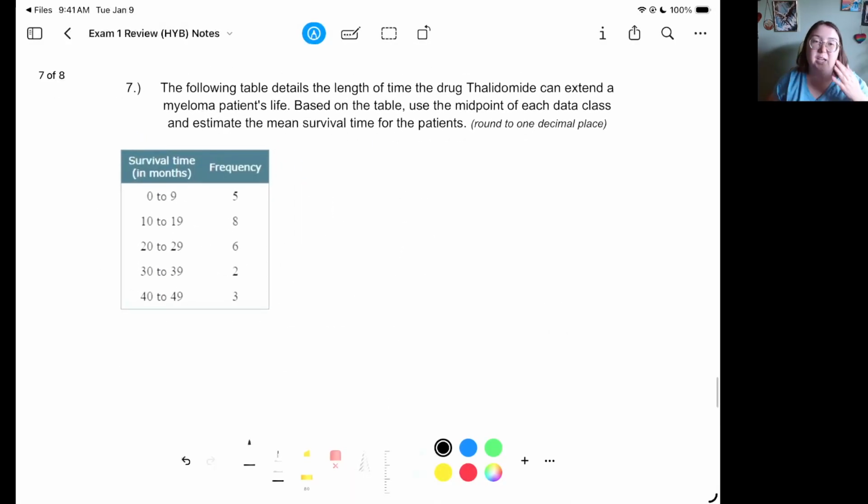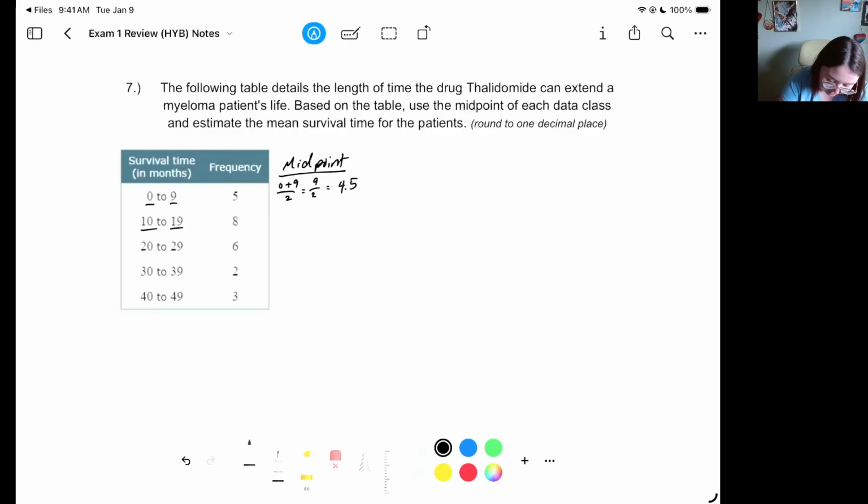All right, so here we have our table once again. Our first thing that we're going to do is find the midpoint of each of our ranges. We can find the midpoint for each range by adding the 2 values and dividing by 2. Our 2 values for the first one are 0 and 9. So we add 0 and 9, and then we divide by 2. So 0 plus 9 is 9, divided by 2. That's going to be 4.5.